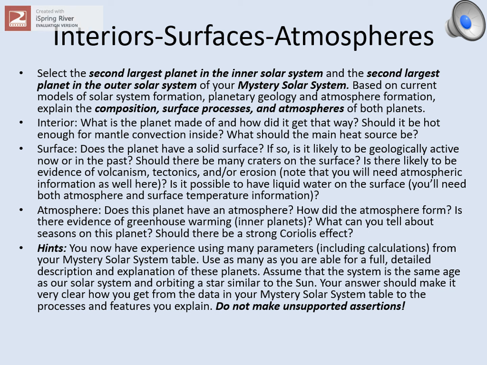We've done several assignments this term in which you've used data in the Mystery Solar System table to help you describe the conditions on or inside one or two of the planets. In this question, we're asking you to describe two more planets using all of these techniques. In this way, you can see how to put together a complete picture of a planet's composition, interior heating, surface processes, and atmosphere. You should review what you've done in the previous Mystery Solar System questions as you work through this one.